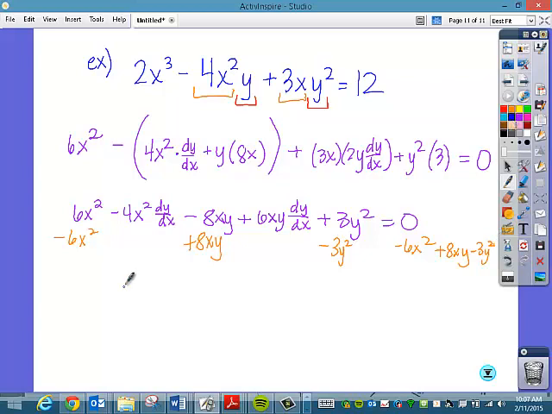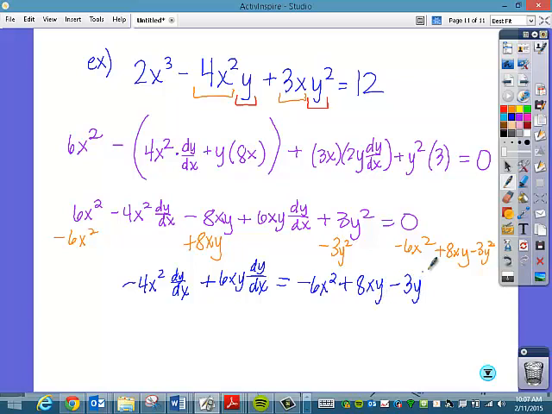And that will give me negative 4x squared dy dx plus 6xy dy dx equals negative 6x squared plus 8xy minus 3y squared. The next thing I need to do is factor out dy dx from both of these terms on the left side. So we have negative 4x squared plus 6xy in parentheses.